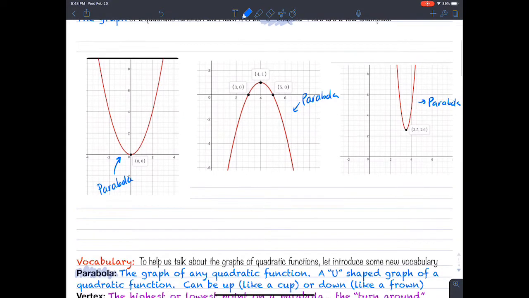Now, as we note in the definition here, it could be up like a U. In this case, it's up like a cup, is what I like to call it. This one's down like a frown, but it's still a U-shaped graph. Maybe it's been flipped over.